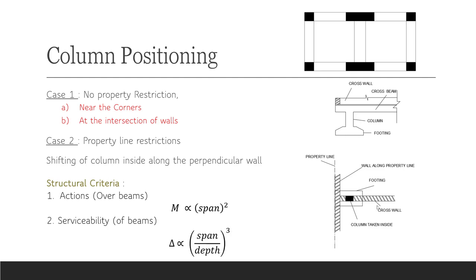Another aspect for keeping span to be smallest is serviceability criteria. The deflection varies cubically with L by D ratio. For larger spans, if we wish to keep the deflection minimum, the depth of beam needs to be increased. By doing so, we may affect the headroom clearance and aesthetics of the structure. Hence, one must try to keep the span as short as possible.